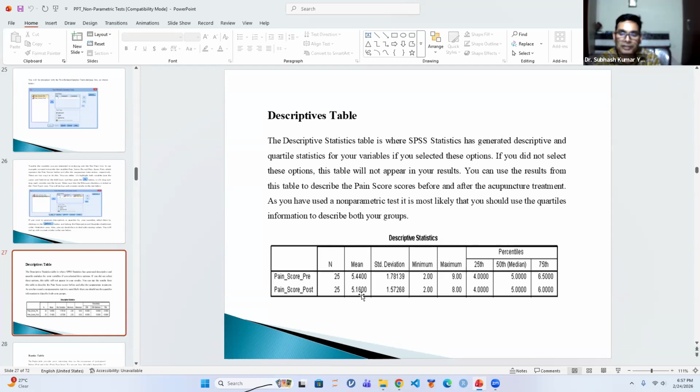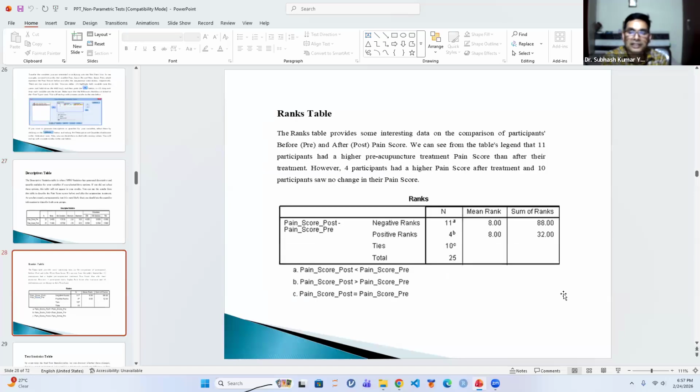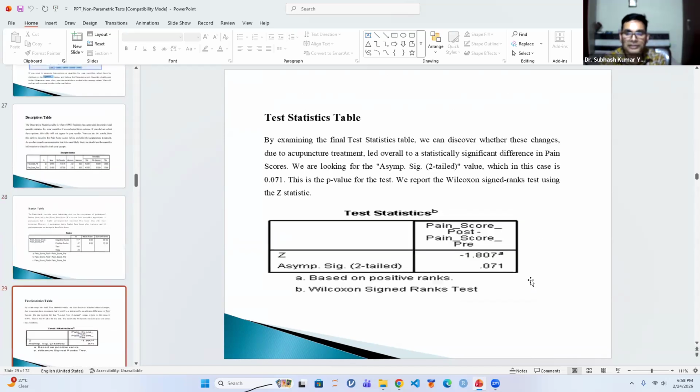This is the mean score, 5.4 and 5.1, and these are the standard deviations, minimum and maximum. The first quartile is 4, the second quartile, the 50th percentile, is 5, and it is going to be 6.5. So it looks very similar. Here is the table for the ranks. You can see the mean ranks are 8, and some of the rank sums have a huge difference, 32 and 88. Let us see what happens.